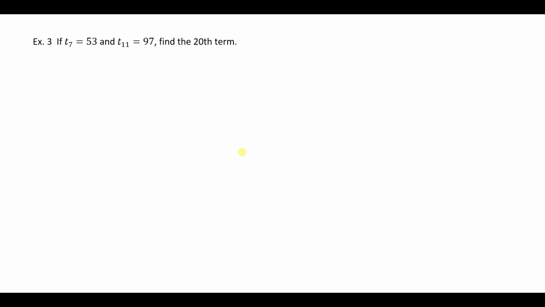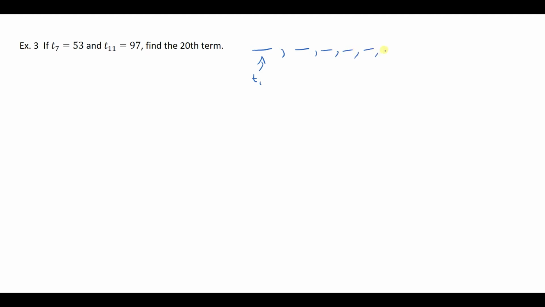So we don't really have much information here. Usually they give us a sequence if it's written out as a list. They give us the first term, the second term, we don't have that, the third term, the fourth term, the fifth term, the sixth term, we don't have any of those. Seventh term they gave us, the seventh term is 53. Eighth, ninth, 10th, they didn't give us. 11th, they gave us. Term 11 is 97.